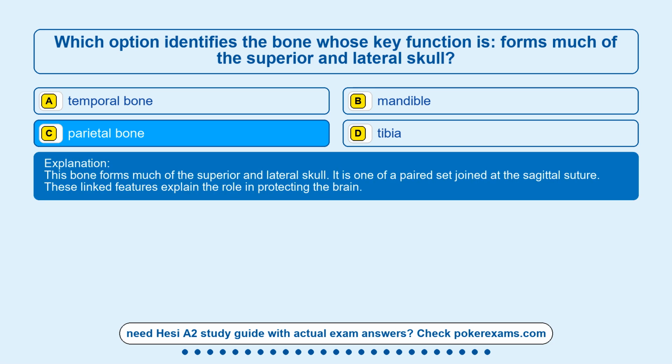This bone forms much of the superior and lateral skull. It is one of a paired set joined at the sagittal suture. These linked features explain the role in protecting the brain.